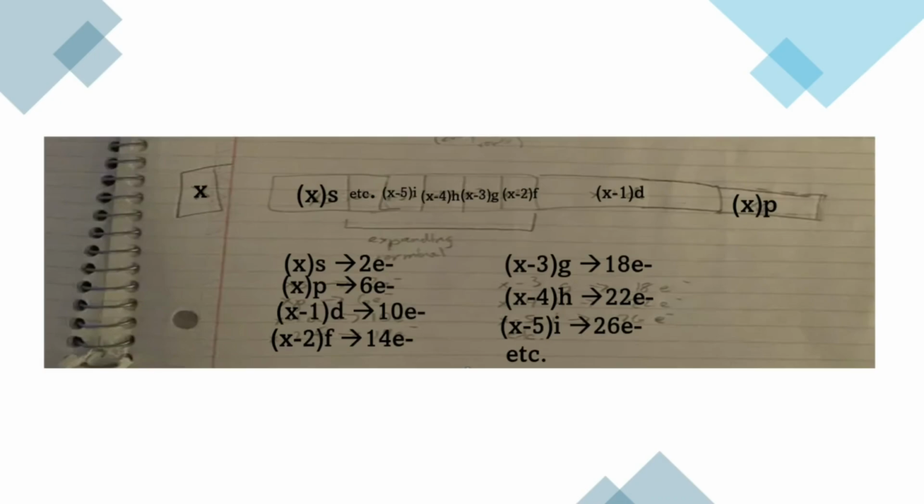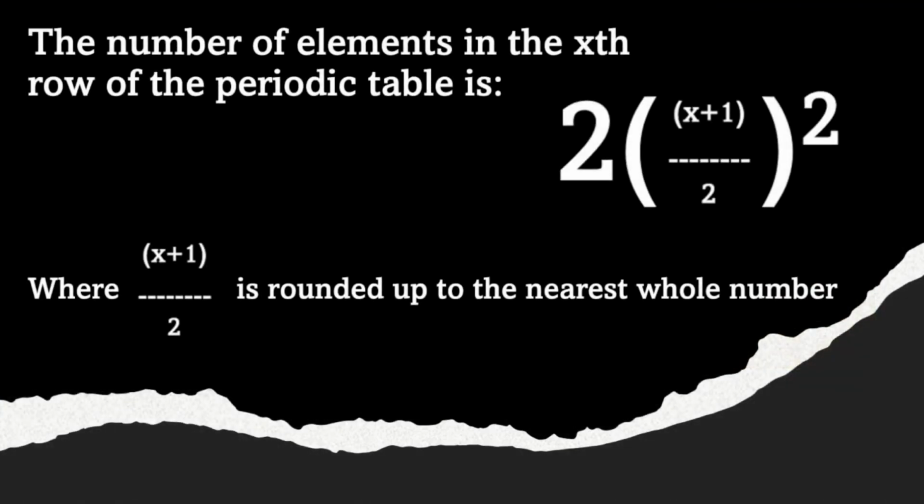Each orbital type would house 4 electrons more than the previous, meaning the amount of elements in any given row would be 2 multiplied by the quantity of (x plus 1) over 2, squared, where (x plus 1) over 2 is rounded up to the nearest whole number.